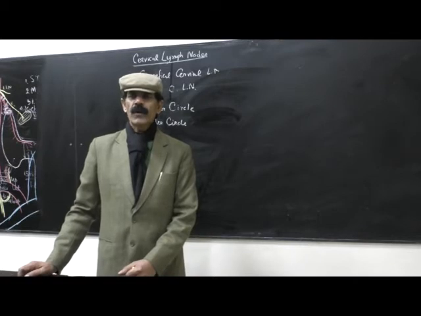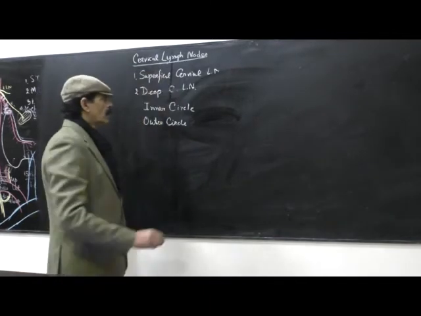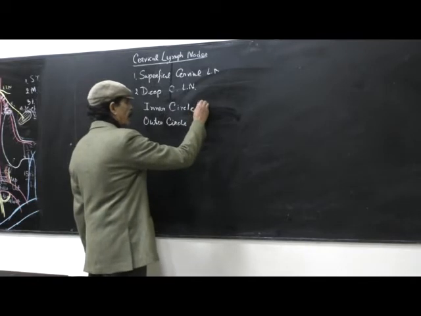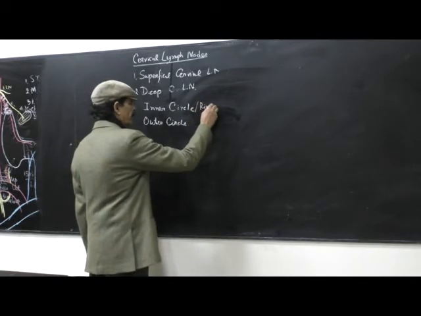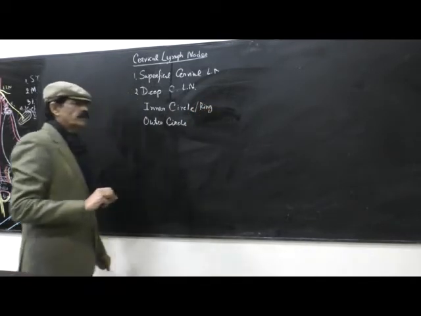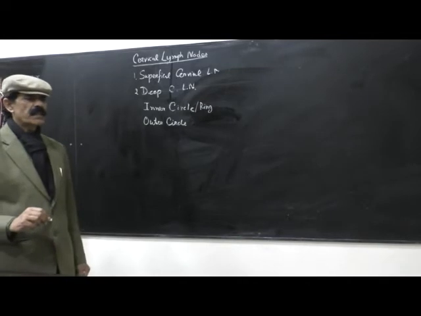So first of all, we will take the outer ring or outer circle of the lymph nodes, which are present at the junction of the neck and the head.